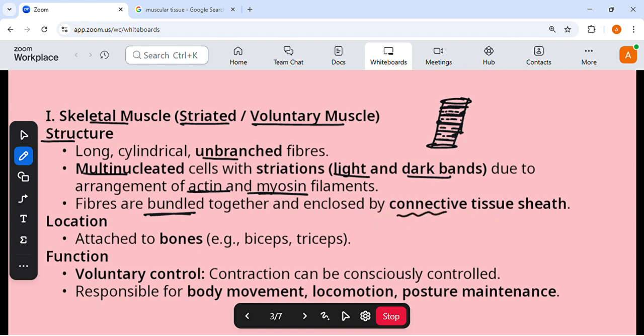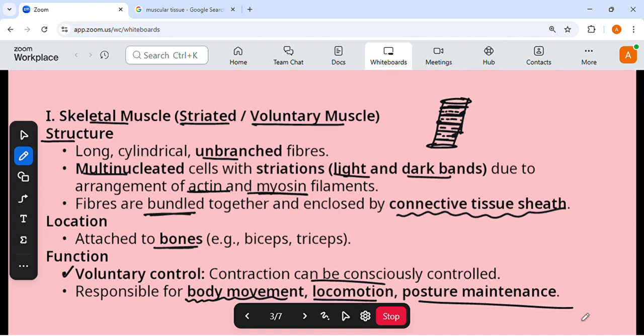Okay, where it is present: in bones, biceps, triceps. And see, we can move our hands and legs according to our will. So that is voluntary. Okay, it is voluntary control. Contraction can be consciously controlled, responsible for body movement, locomotion, posture maintenance. This is the function of skeletal muscle.